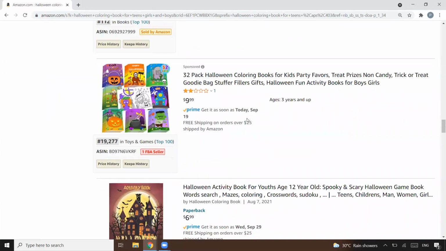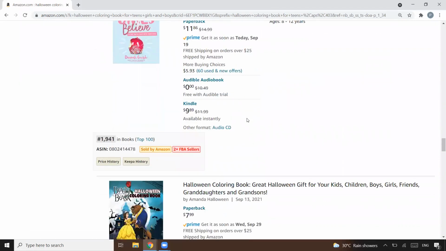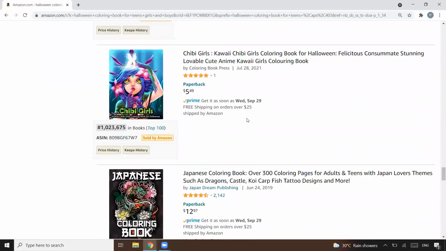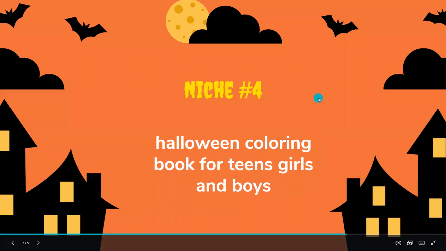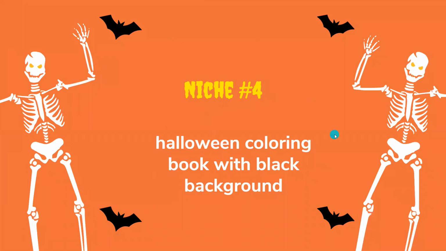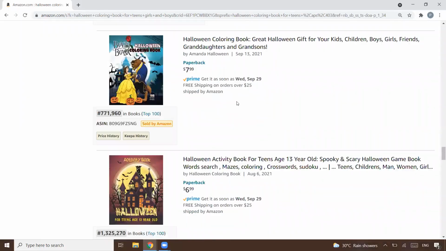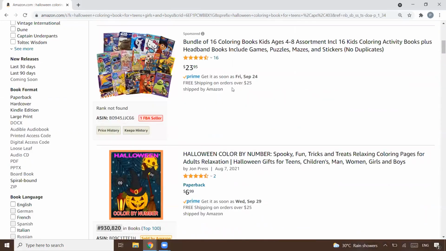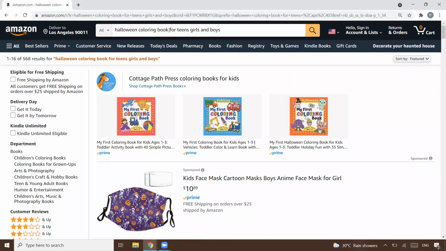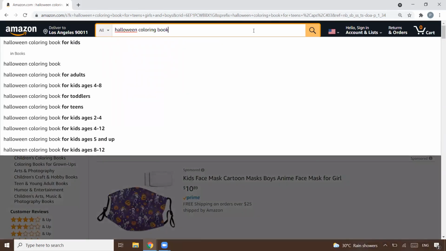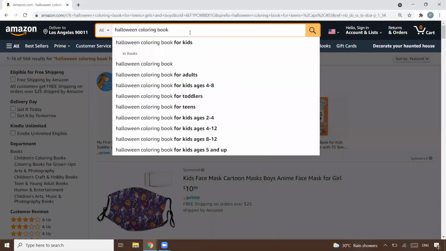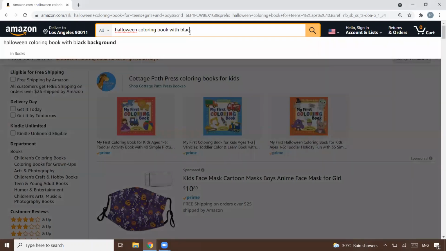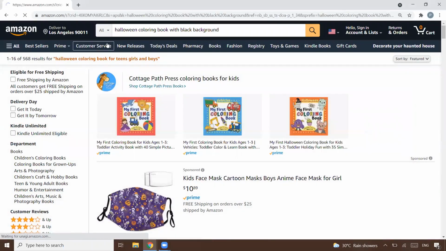So it's a good niche to consider for creating a Halloween themed book. We have seen 4 niches, and let's take a look at the final one, niche number 5, and that is Halloween coloring book with black background. This is something different, but let's see what the competition is for it on Amazon. Halloween coloring book with black background. Okay, so here we go.